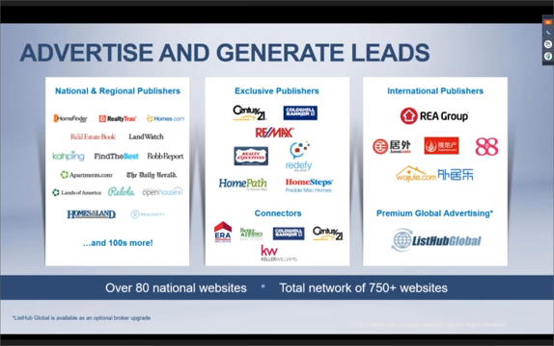And then we also have our extended network. The extended network are the powered by searches you typically find on newspaper sites. So when a broker is choosing to syndicate to the complete ListHub network, they can reach nearly 750 websites.